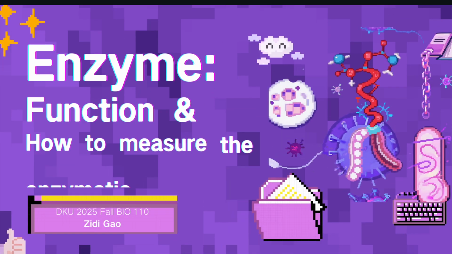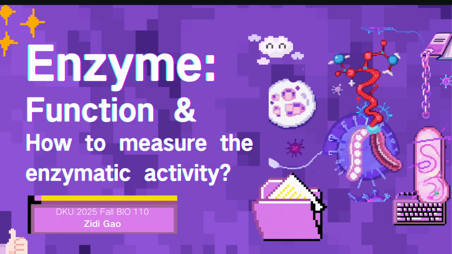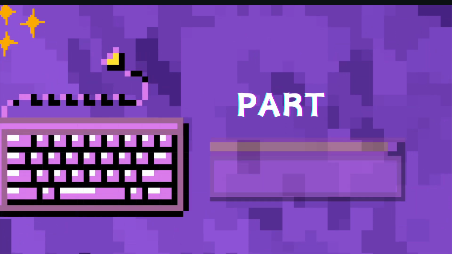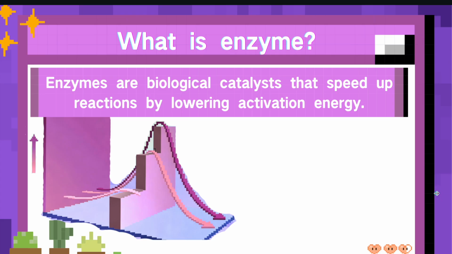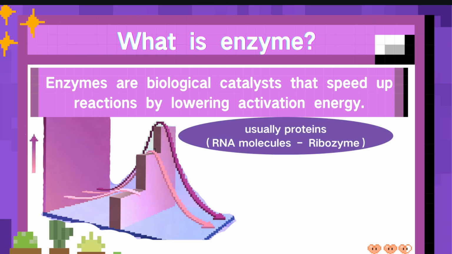So today, I'm going to introduce the function of enzymes and an experiment about how to measure enzymatic activity. First, let's have a brief introduction. What is an enzyme? Enzymes are biological catalysts that speed up reactions by lowering activation energy. Most enzymes are proteins. However, some RNA molecules can also act as enzymes, which are called ribozymes.